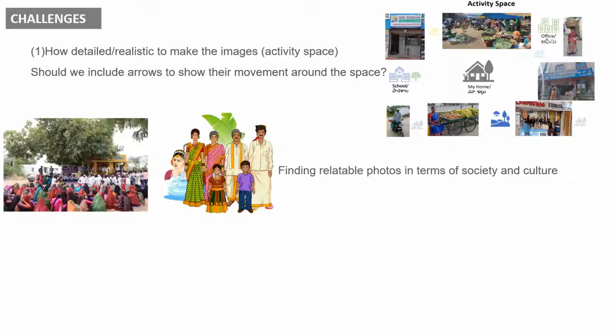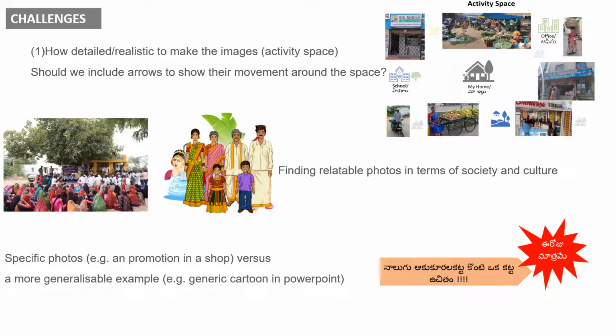And the second thing was finding relatable photos in terms of society and culture. While doing cognitive interviews, the term for society in Telugu is samajam. No one gave a response to the word society, because they know what society means for them. Society is the inclusion of 4 people or 10 people or people around their home, but they don't know the word society as such. So we had a lot of discussion on what photos to include and how to make people understand what society and culture is.